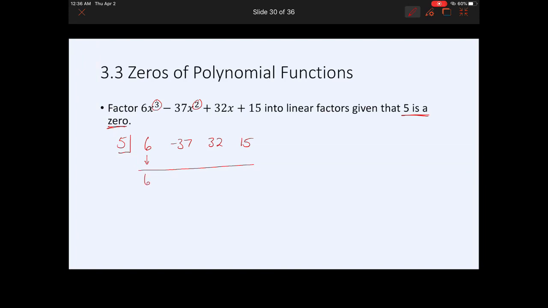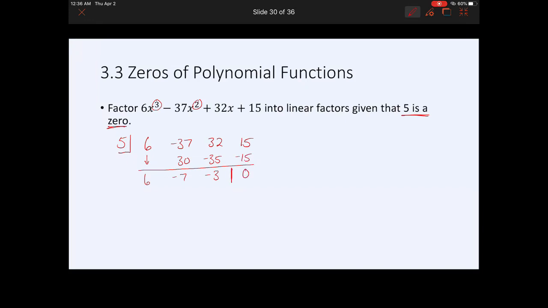Now, if you do the synthetic division and you do not get 0 for your remainder, you messed up. Because it tells us that 5 is a 0. And so if that is true, then our remainder should be 0. Okay? So just be aware of that. If you don't get that, then obviously you know you've messed up.